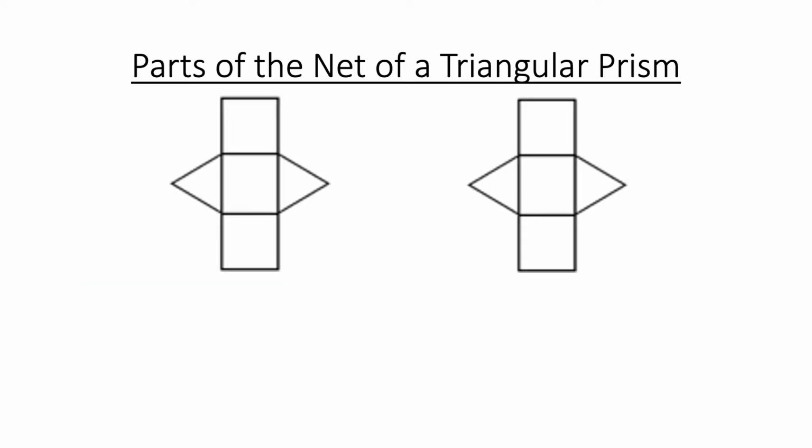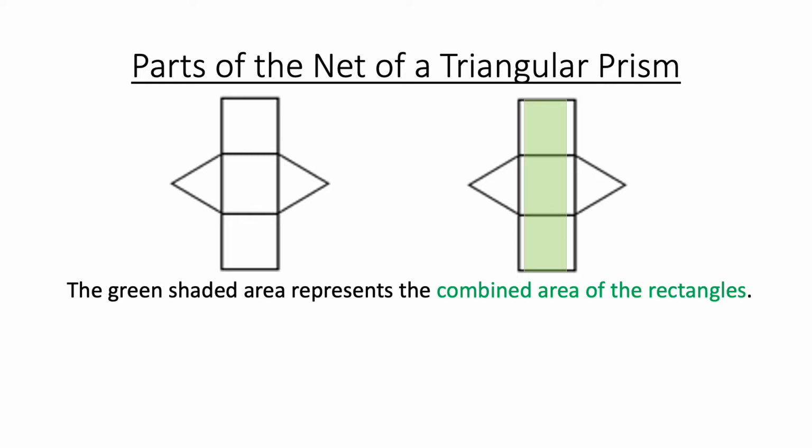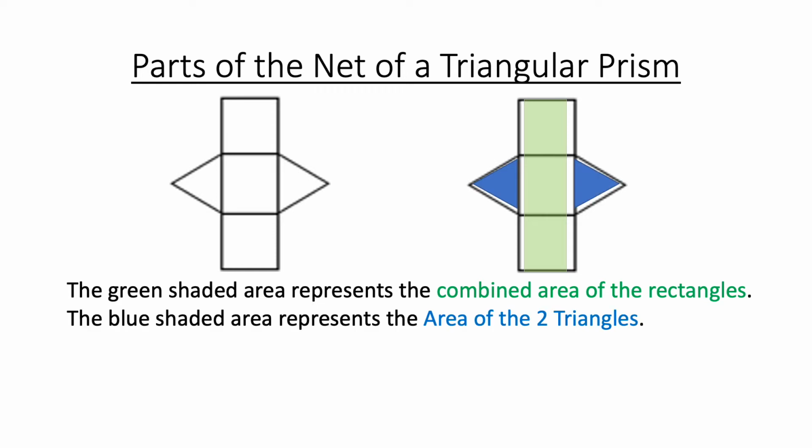If you look at a triangular prism, it has parts to it. The green shaded area represents the combined area of the rectangles. In other words, when we're finding the surface area, we're finding the combined area of the faces. And on a triangular prism, you see that we have three rectangular faces. The blue shaded area represents the area of the two triangles. This is the area of the two triangular bases.